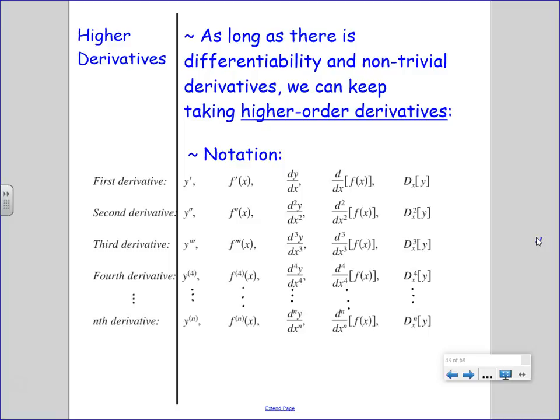What we saw yesterday was, as long as there is differentiability. Oh, some of you guys didn't get pictures. Pass back to Josh. Brandon.